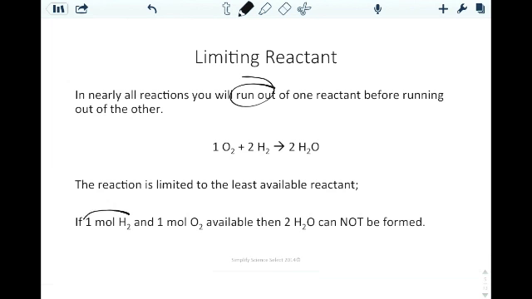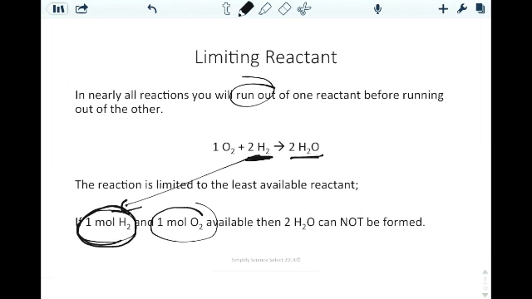So 1 mole of our hydrogen gas and 1 mole of our oxygen gas are available. Well, we can't produce 2 moles of water. Why? Because we needed 2 moles of our hydrogen gas, but we only had the 1. So we're going to completely run out of this hydrogen gas, and we're going to have that oxygen just left over sitting in there. So when we're finished with the reaction, you'll have water, and then you'll just have some oxygen molecules kind of floating around because you had the oxygen in excess.